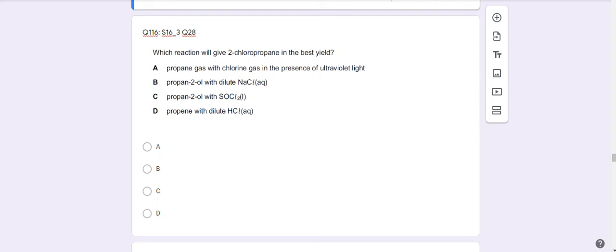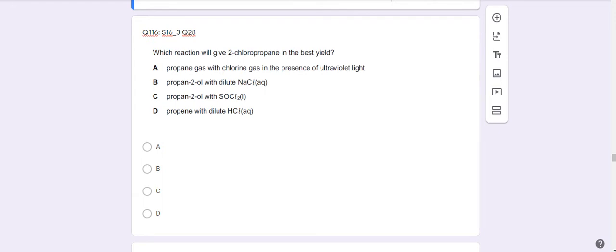This is question 116 from chapter 16. Which reaction will give 2-chloropropane in the best yield? So which one will give you the highest percentage of 2-chloropropane as the product? Now let's look at A.